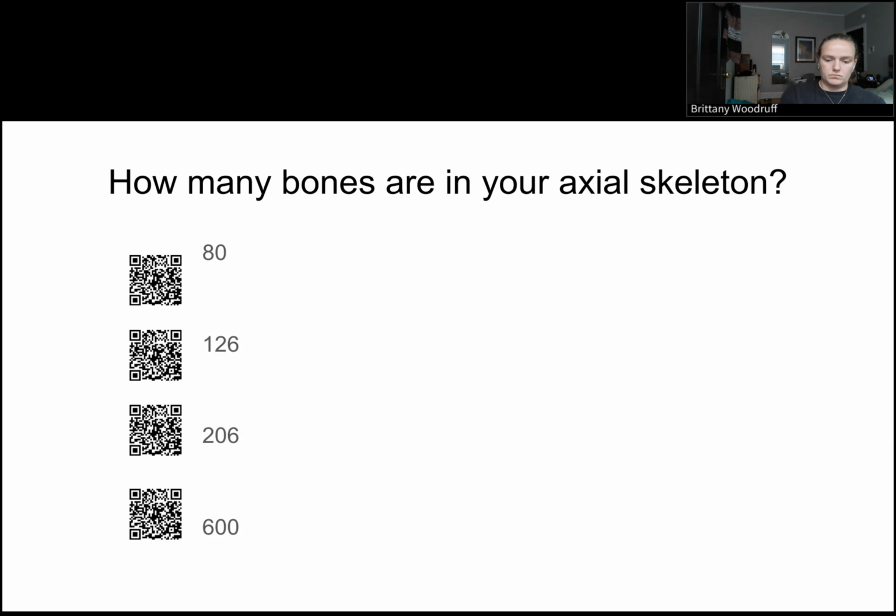So this is kind of a tricky question, right? You're not asking about the whole body. You're just asking about the actual skeleton. All right.